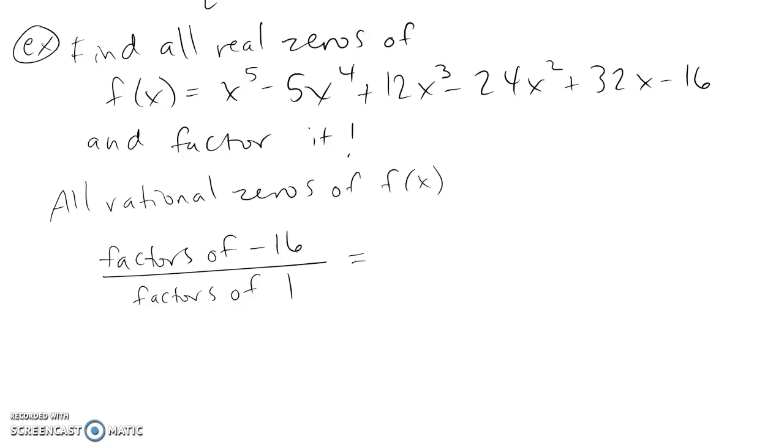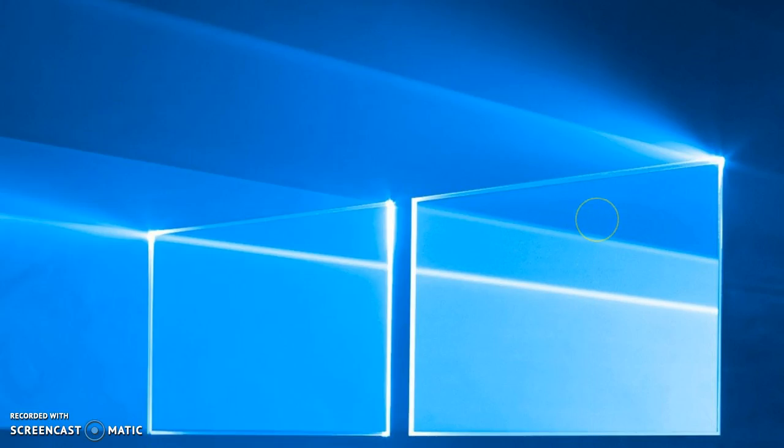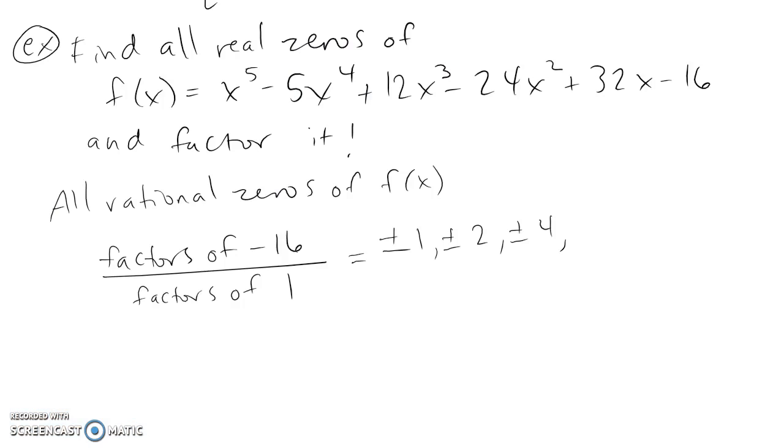So what are the factors of negative 16? Well, plus or minus 1, plus or minus 2, plus or minus 4, plus or minus 8, and plus or minus 16. What are the factors of 1? Well, plus or minus 1.